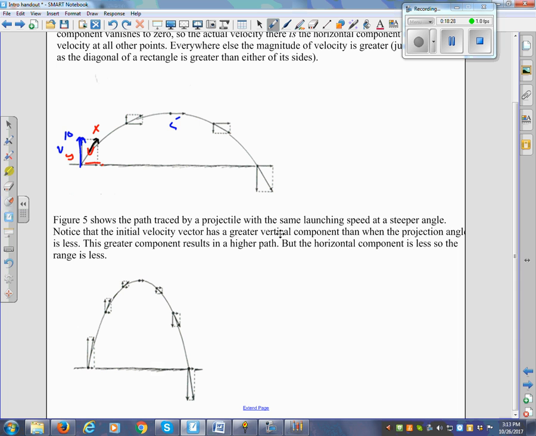Same thing. Notice that the initial velocity vector has a greater vertical component than when the projection angle is less. This greater component results in a higher path. The horizontal component is less, so the range is less. Now this is the first time we've used the word range. This distance here is called the range.